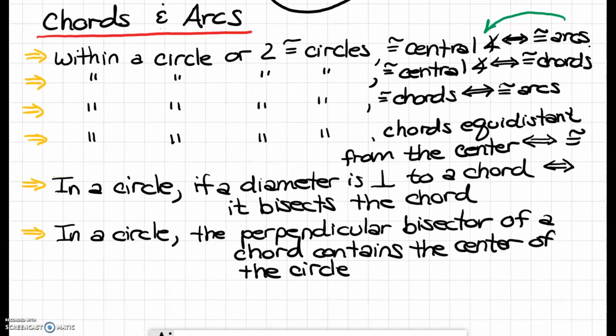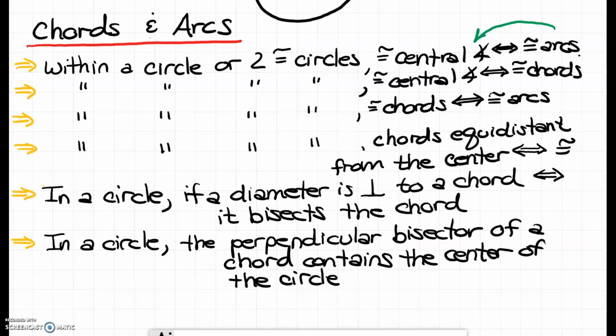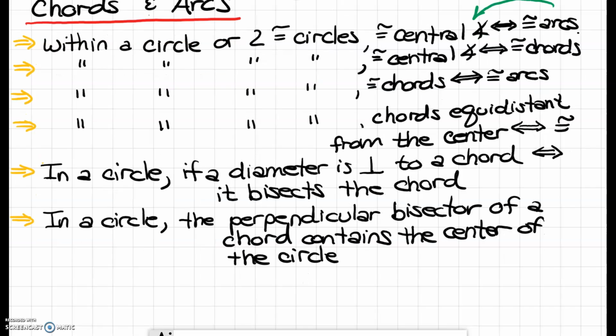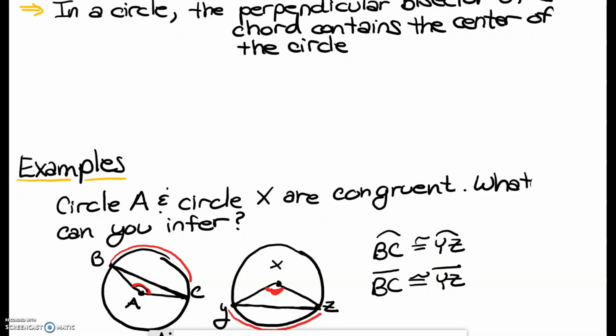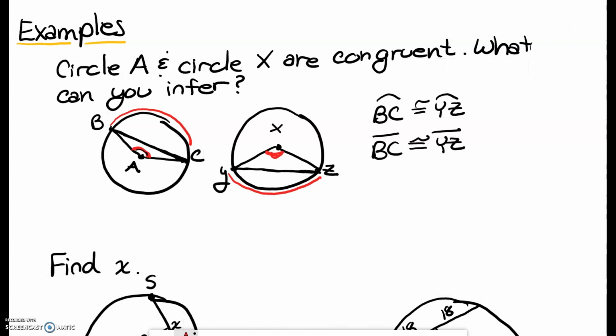Does it have anything else? If you had two congruent chords, then their arcs are congruent. Well, it didn't say the chords were congruent, so we can't necessarily say that, although we know the chords are congruent now. It doesn't talk about equidistant from the center. So that's about all we can infer. Because the central angles are congruent, their arcs, arc BC and YZ, are congruent, and their chords are congruent.